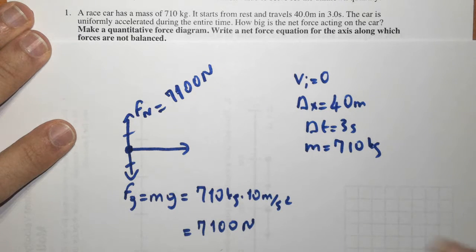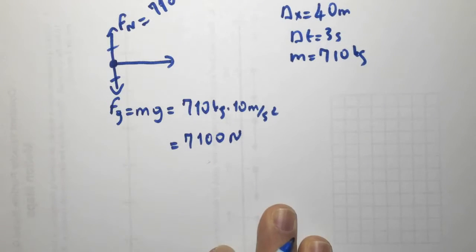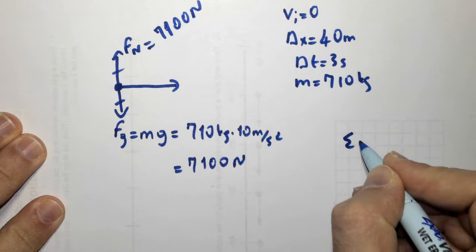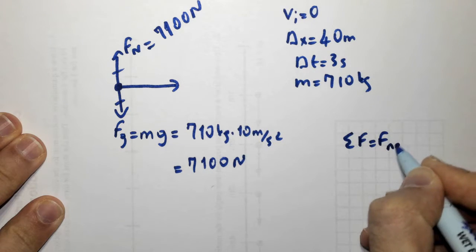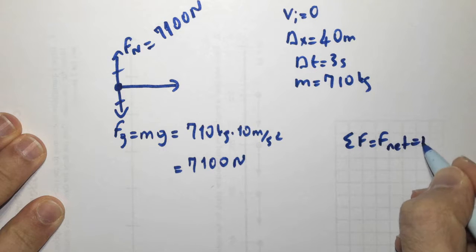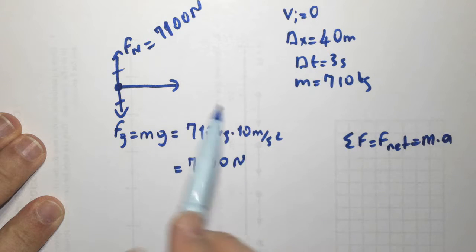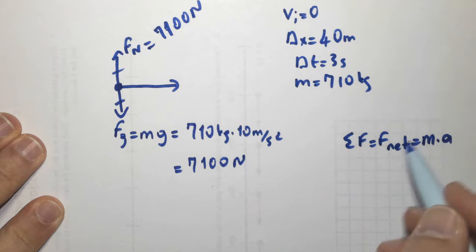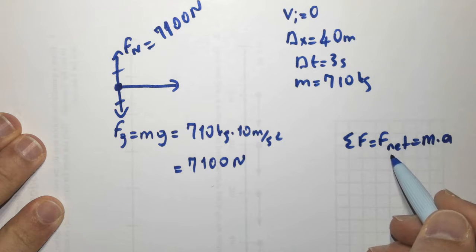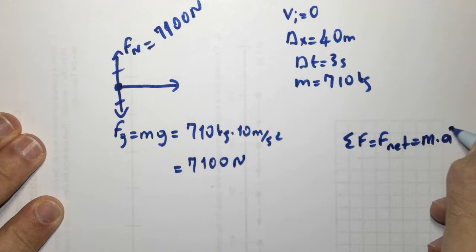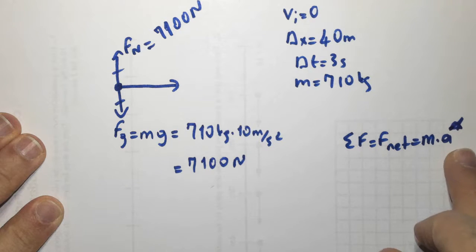Eventually, I have to apply this equation, right? Sum of all forces, or net force, equals mass times acceleration. We are trying to find the net force, the force that acts on the car so it moves. In order to find this, we need to know these two. Mass, we already know. Acceleration, we don't know. Let's solve for acceleration, and we're going to plug it in here.